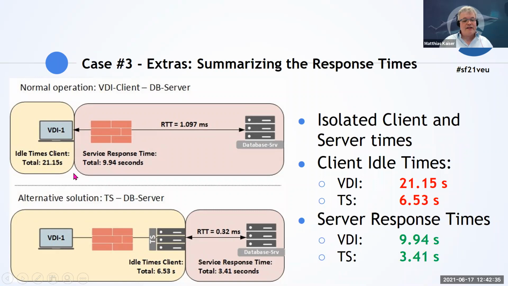Now we had the task to separate idle client times on the client, add all of those up, and also look at the server side, all the service response time. Since that trace was taken on the VDI client, it was on the client side of the firewall. So all requests had to cross the firewall and go to the database server.